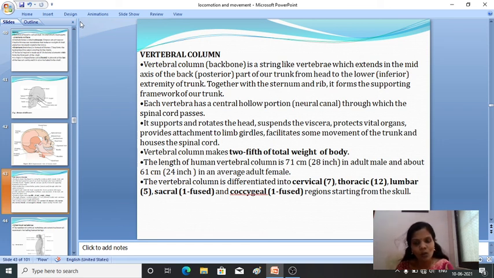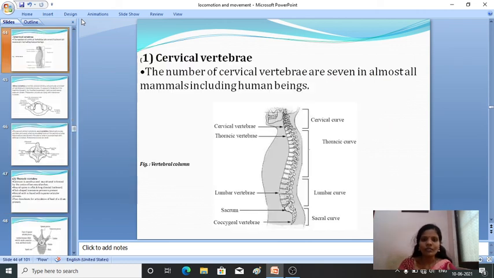Then coccygeal 1, it is fused, the region starting from the skull. Fine. So these are the different bones you can see in the vertebral column. So we'll see one by one. Cervical vertebrae: the number of cervical vertebrae is 7, and in almost all mammals including human beings, 7 vertebrae are present.